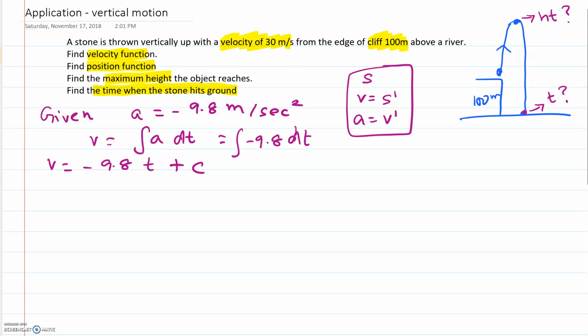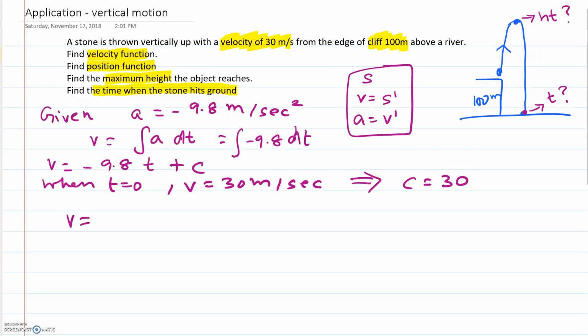So we want to find c. We have an initial velocity of 30 meters per second. So when t equal to 0, velocity is 30 meters per second. If you plug this into the velocity function, we will get c equal to 30. So rewriting the velocity function: negative 9.8 t plus 30. Now from velocity, we're going to find the position function, which is also the height function here.